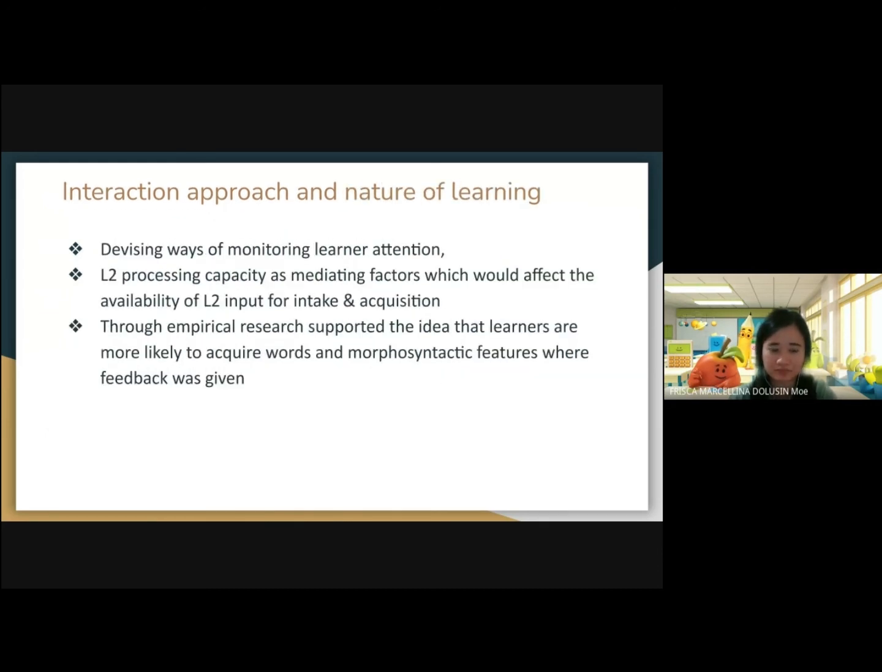So in the interaction approach, they are looking at learning as devising ways of monitoring learner attention. Okay, and then also looking at second language processing capacity as a mediating factor which would affect the availability of second language input for intake and acquisition. And also they are looking at learning as learners acquiring words and morphosyntactic features when feedback was given. Okay, next.